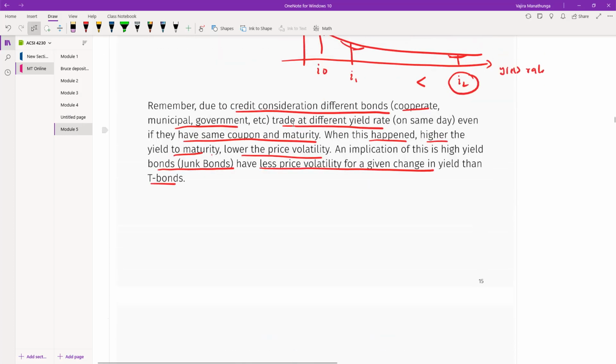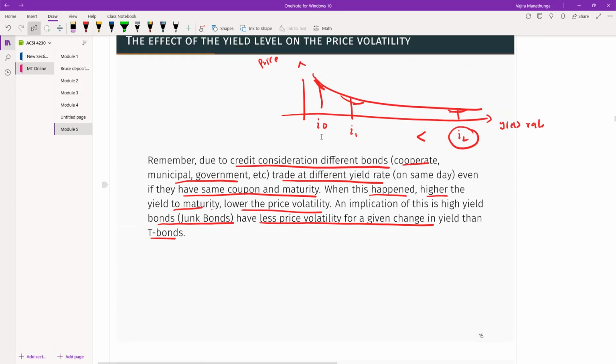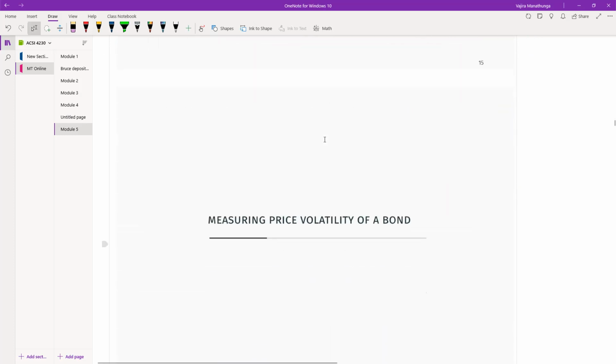So that's what it means. We are going to meet again in the next video, but let's stop here. In the next video, we are going to discuss how to measure the price volatility of a bond. We discussed it, but now we want to measure it in a more accurate way.